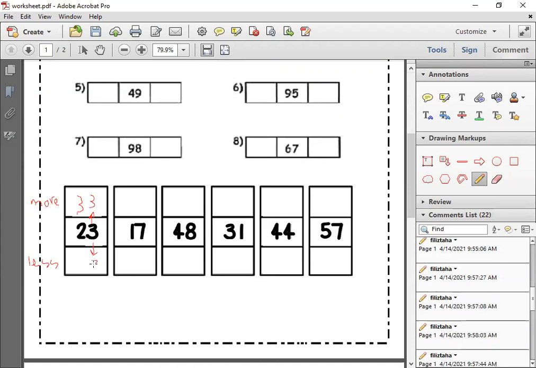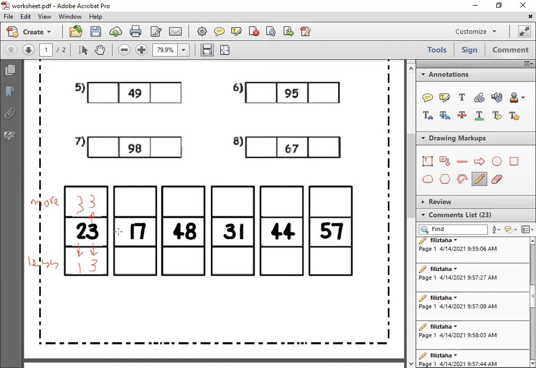I will not change the ones. Okay? And 10 less means I'm going to change the tens. The number before 2 is 1. So the number that is 10 less than 23 is 13.